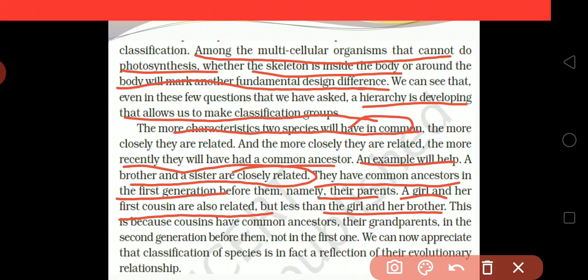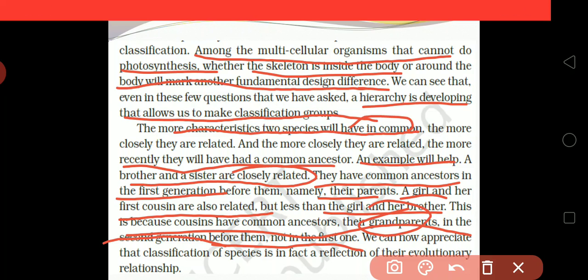So we can see that a sibling girl and boy have much more related characteristics than they do with a cousin. This is because cousins have a common ancestor, their grandfather, in the second generation before them, not in the first one. It is from their grandparents, not from their father.